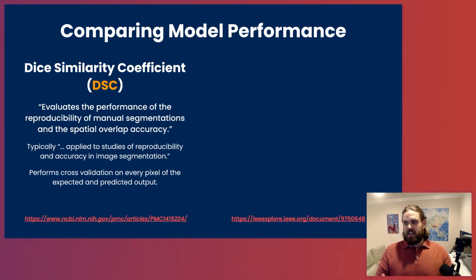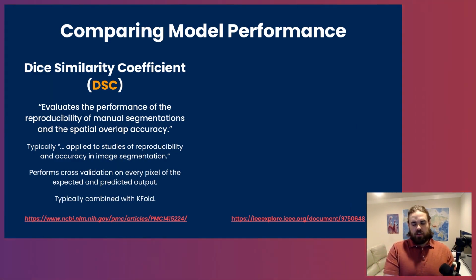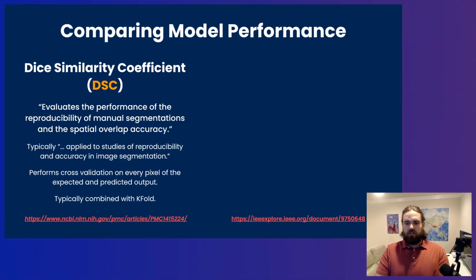This basically takes each pixel and performs a comparison between the expected input and the predicted output. This is typically combined with K-fold, which is a way to split the data set into 5, train the model on 4 of the 5, and then evaluate the model on the remaining 1 of the 5, but you do that 5 times. So you essentially have 5 different models you're training and 5 different evaluations.